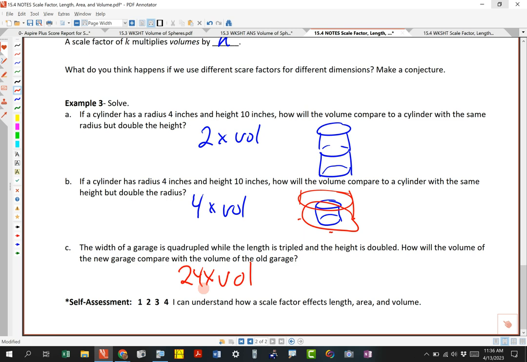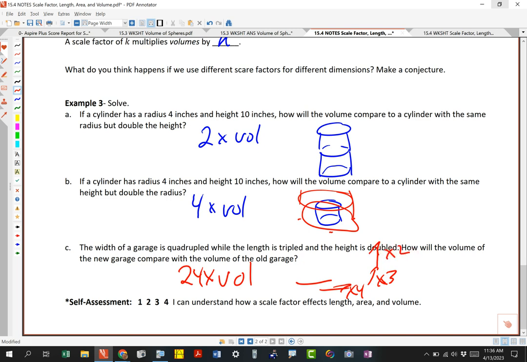Okay, everybody good? Because we're going to make it times 6 in this direction. We're going to times it by 4 in this direction. Times 3 in this direction, and then times it by 2 in that direction.